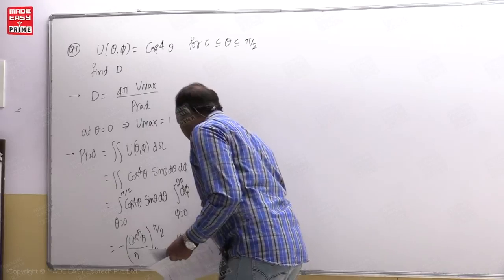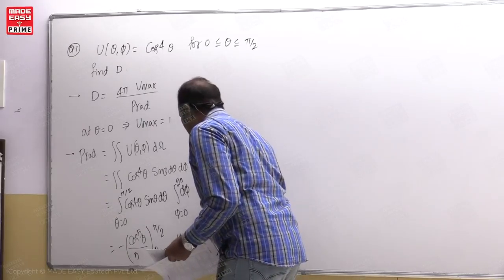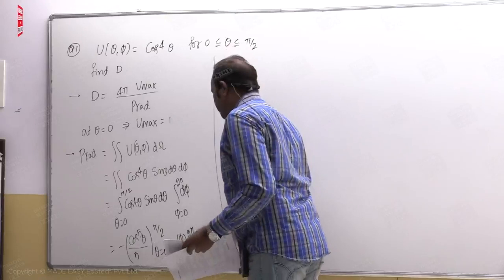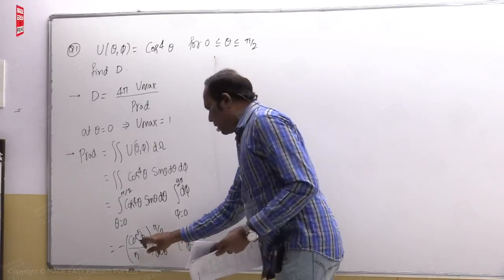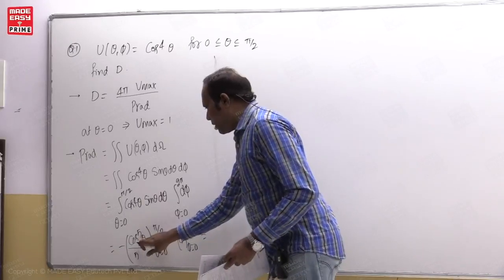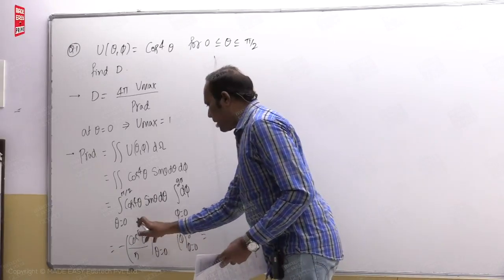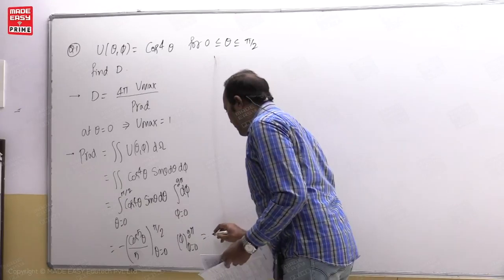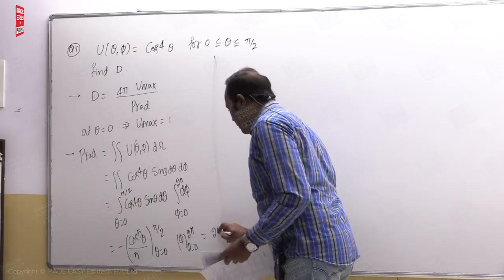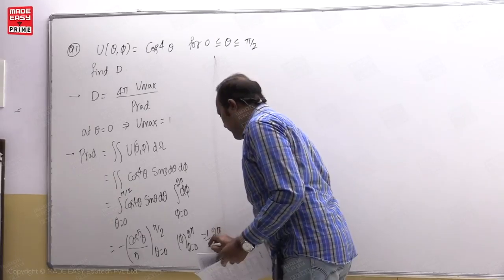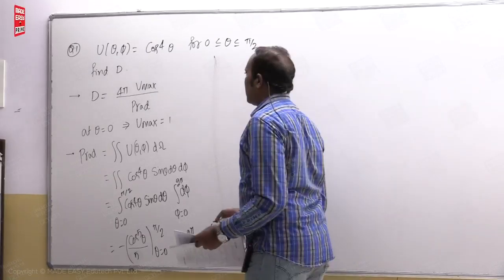This is pi varying from 0 to 2 pi. So I will write here, that is equal to cos pi by 2, 0 minus cos 0 is 1, minus 1. So 1 by 5 you get. So this is 2 pi by 5 you get.